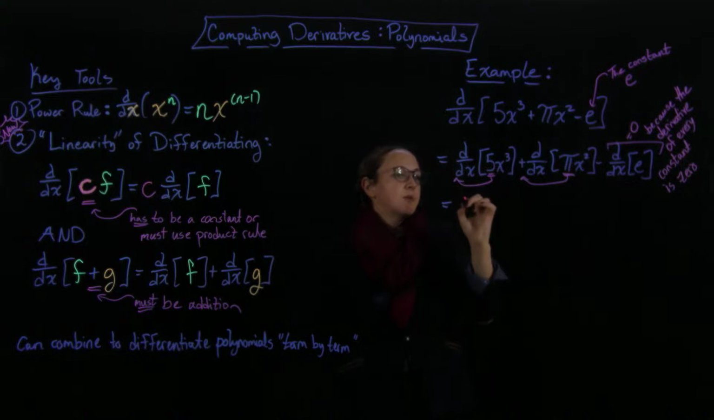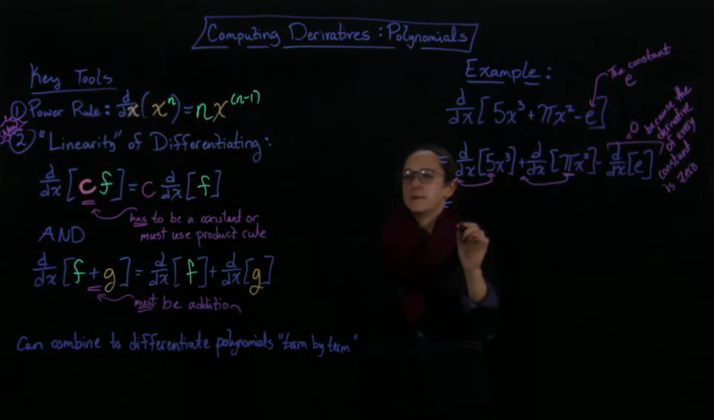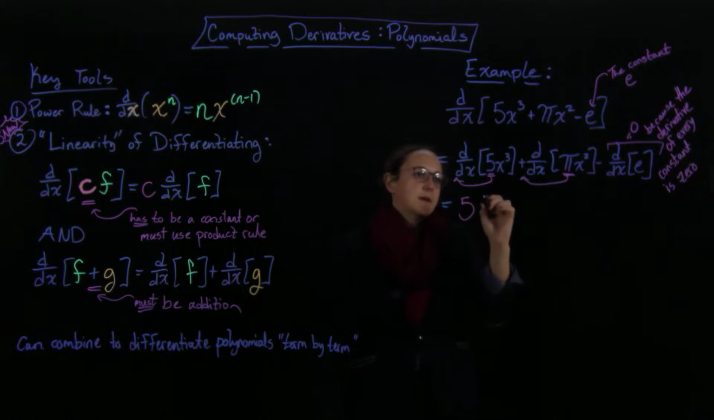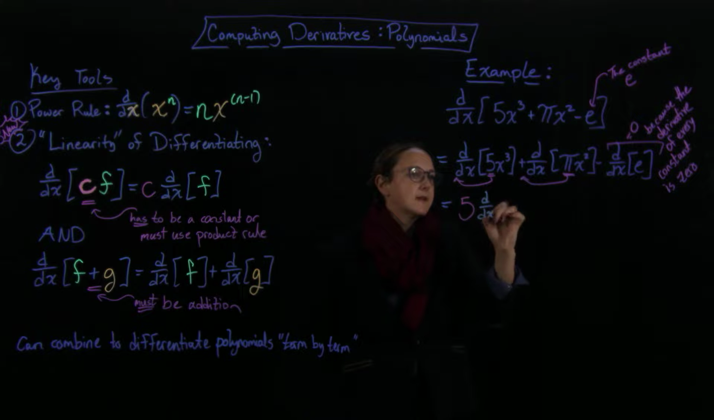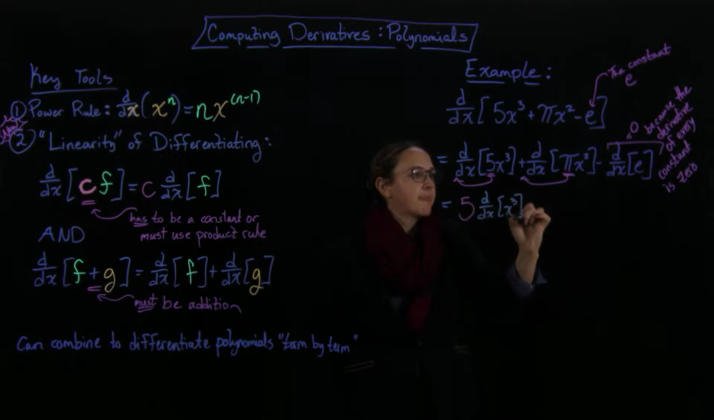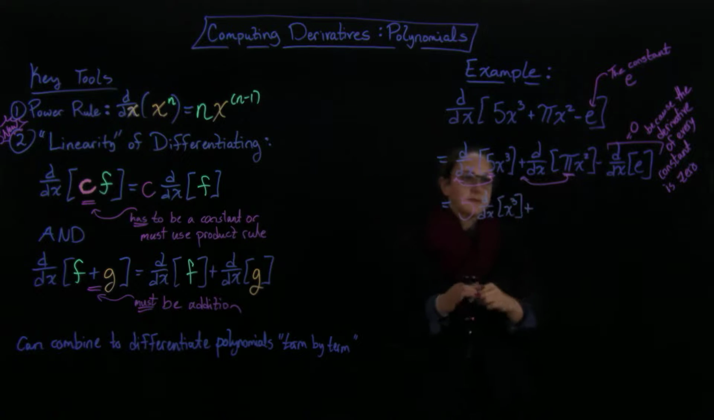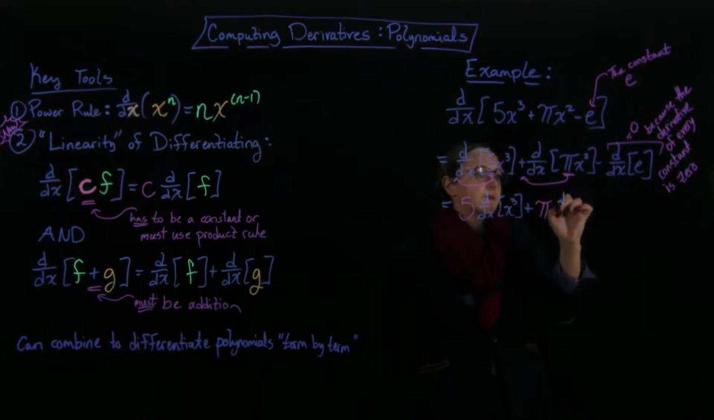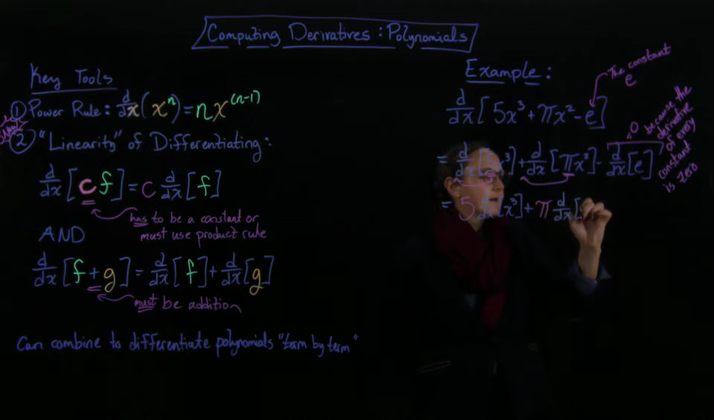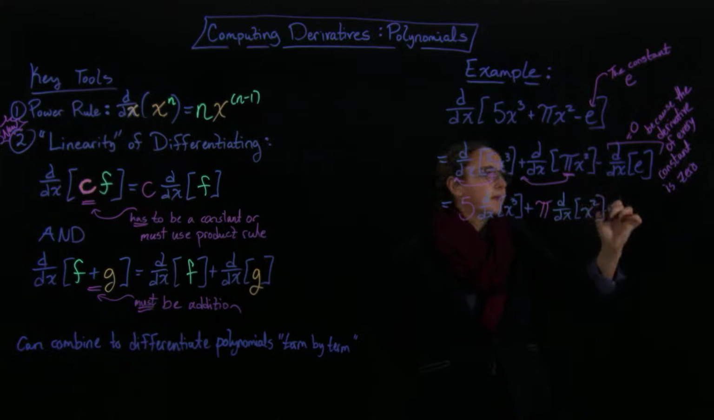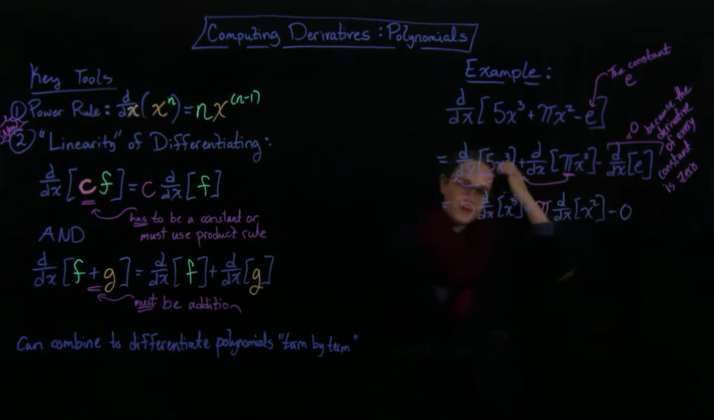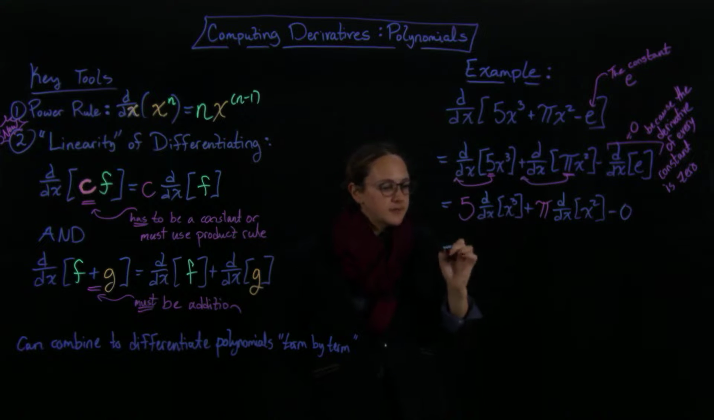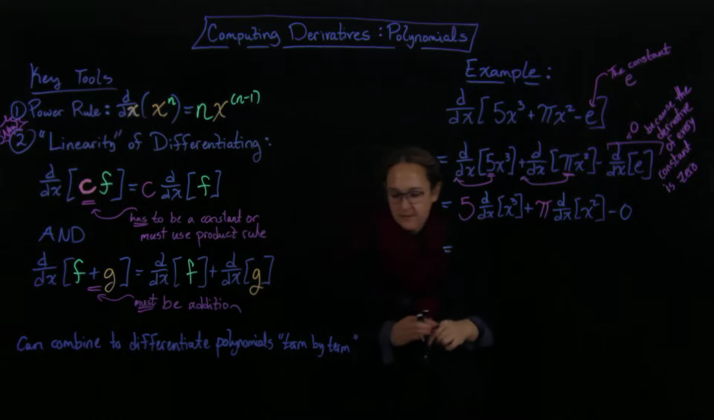So I said I pulled this out. I did make that red over there, so that's nice and convenient. So I can go 5 times the derivative with respect to x of x cubed plus, and then I pull out that constant, so I get pi times, now it's just going to sit there in front, the derivative with respect to x of x squared, and then I have minus 0, because I computed that there. It's a constant, so I took care of that. Now I can actually compute these.